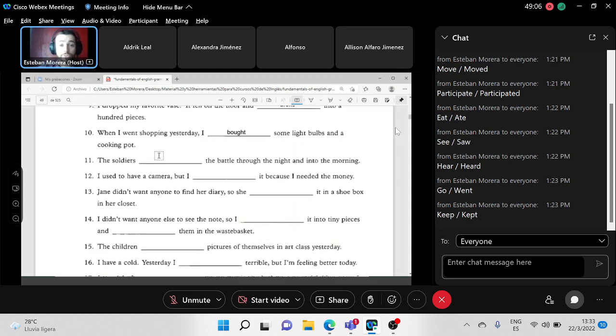Number 11, the soldiers, the battle, through the night and into the morning. We can use fought, which is the past tense of fight, right? So fight is in the present, and fought is in the past tense, okay?